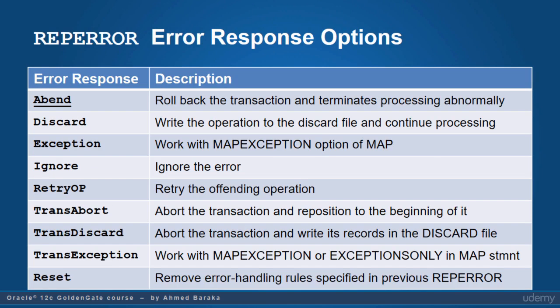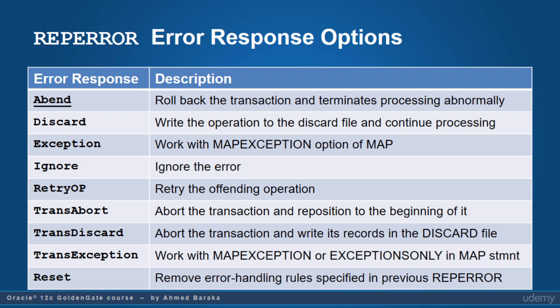This is a list of the responses that you can configure to the errors that you want to handle. The default response is ABEND, which simply means roll back the transaction and terminate the replicate process. You can use the DISCARD option to write the operation to the discard file and continue processing. The EXCEPTION option works with the MAPEXCEPTION option of the MAP statement. It is used for saving the conflicting records in an exceptions table. The IGNORE option simply ignores the error. RETRYOP instructs the replicate to retry the offending operation. TRANSABORT instructs the replicate to abort the transaction and reposition to the beginning of the transaction.